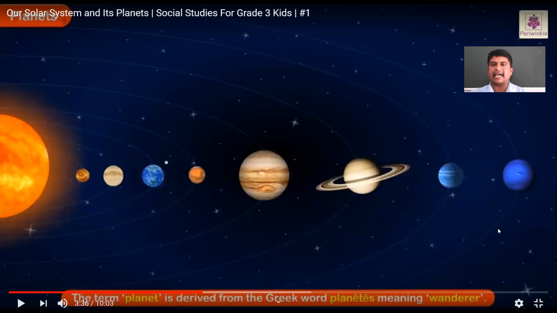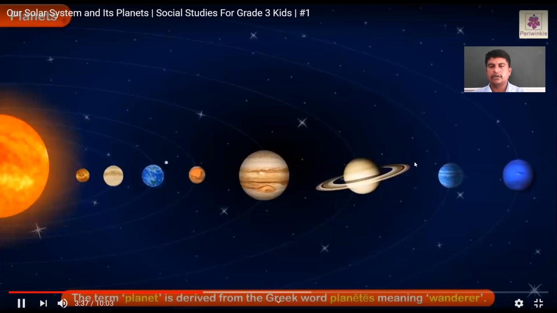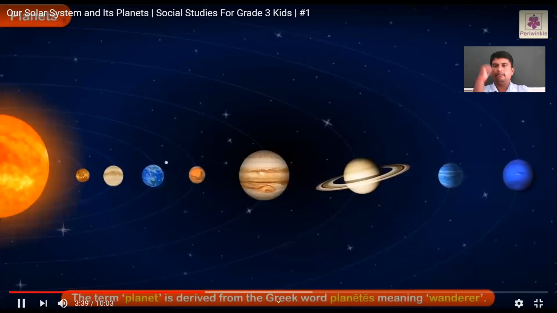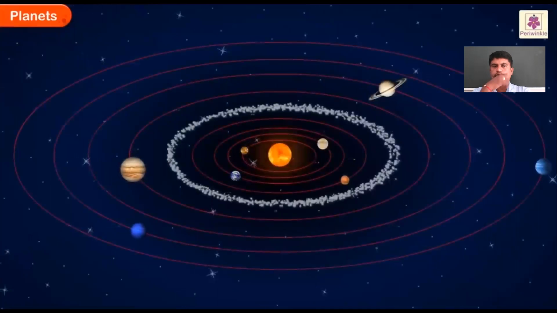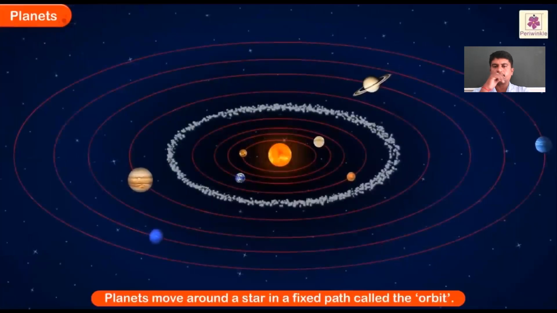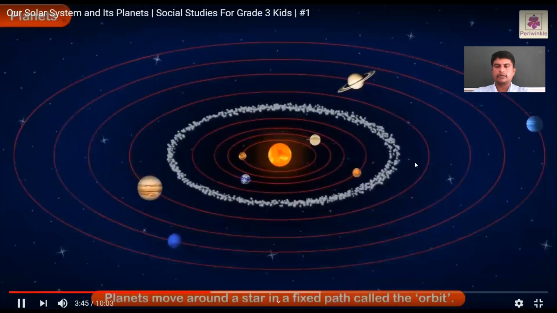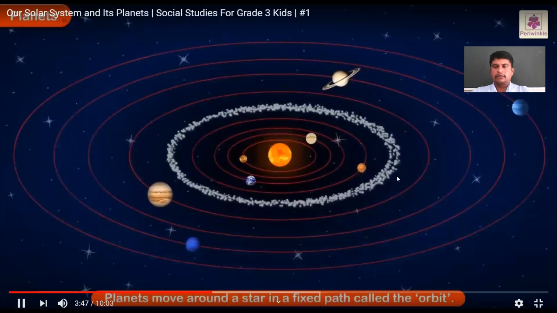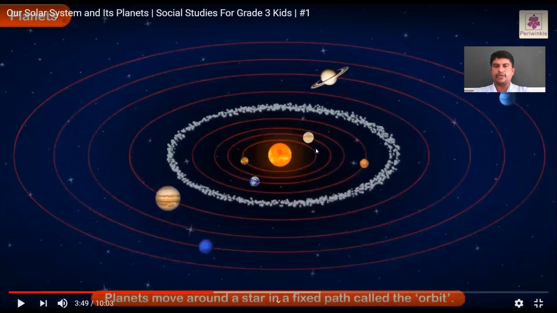Look at the image over there. You have been watching the video. Meaning wanderer. This is because planets move around a star in a fixed path called the orbit. Yes, my dear students, this is the sun. All the planets have been moving on their fixed path. Am I right?